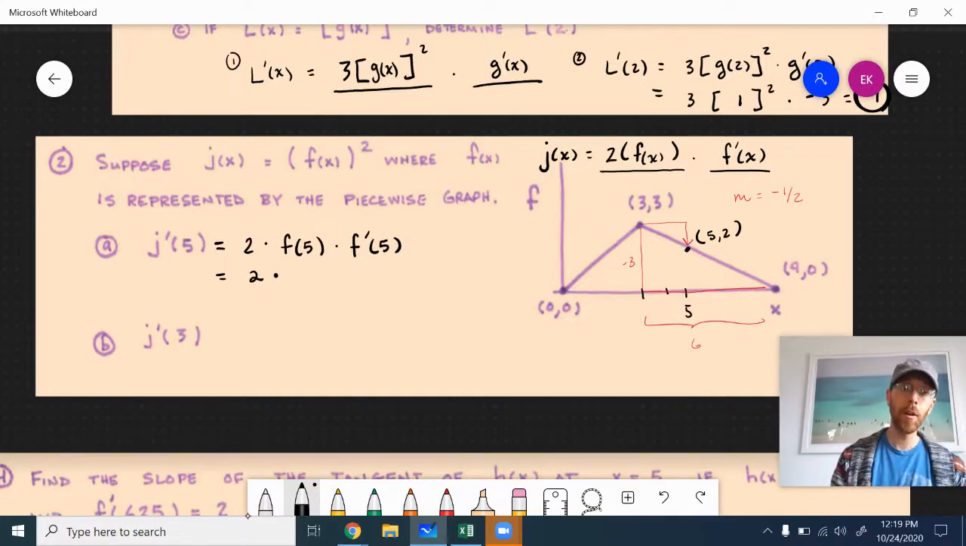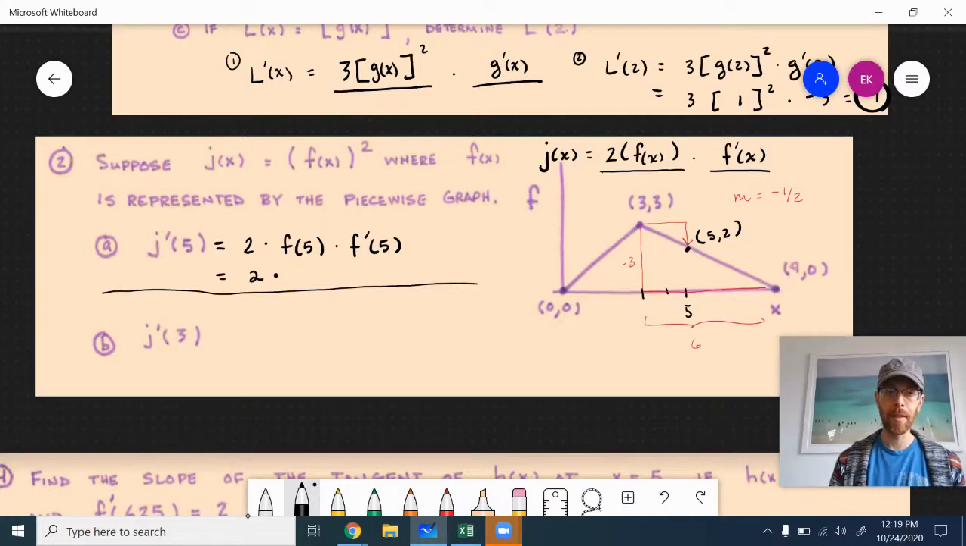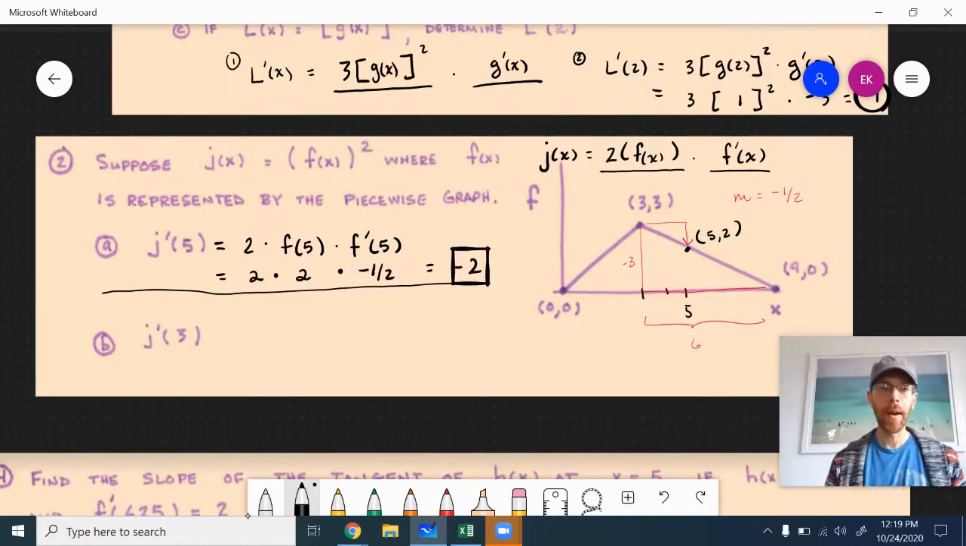And now I can come on over here back to the function, and I can say this is equal to f of 5 is 2 multiplied by f prime of 5, or the rate of change of the function at 5 would be -1/2. We get -2. All right, now let's play the same game at 3.